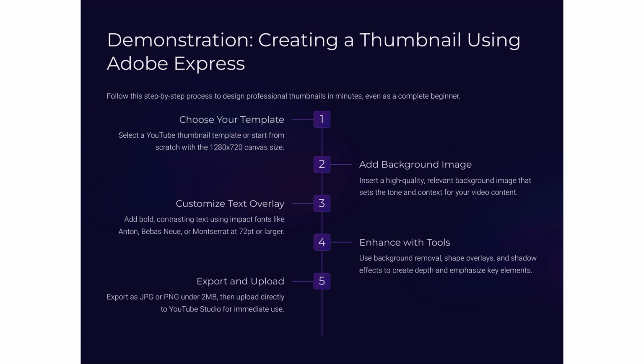Begin by selecting a YouTube thumbnail template or a 1280 by 720 canvas. Insert a high-quality background image to set the tone. Add bold text with fonts like Anton or Montserrat at 72 point. Enhance with background removal and shadow effects. Finally, export as JPG or PNG under 2 megabytes for YouTube upload.